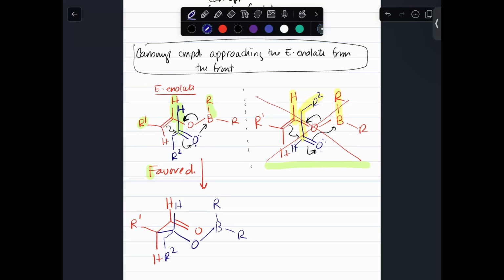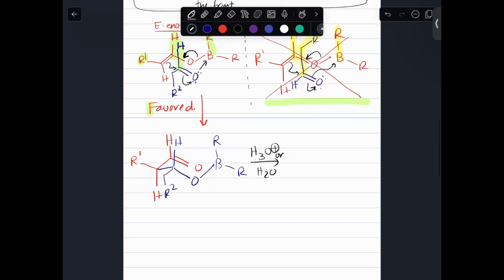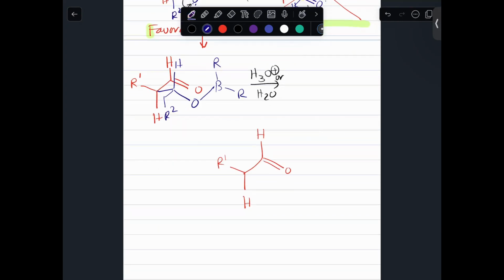So there's my final product, or not my final product, but my product from my Zimmermann-Trexler transition state. You can protonate this with a proton source, whether it's acid or water, right? And if we redraw it again, it looks exactly the same, but now it's protonated. So let me go ahead and do that. And I think it's good practice if you keep redrawing it. Chair conformations can be really hard to draw. So there's my final product.